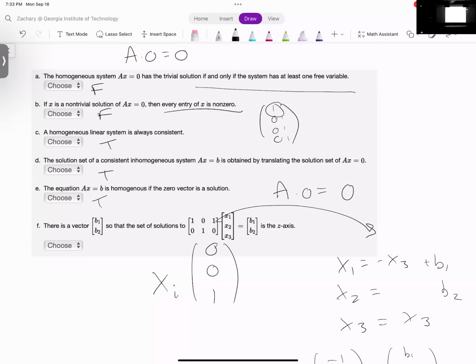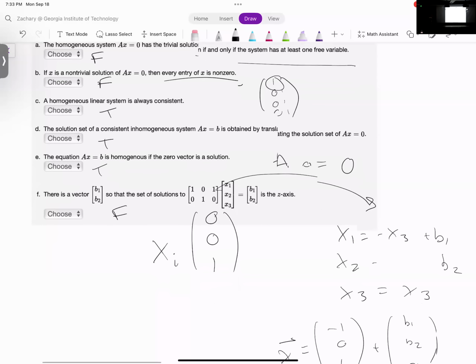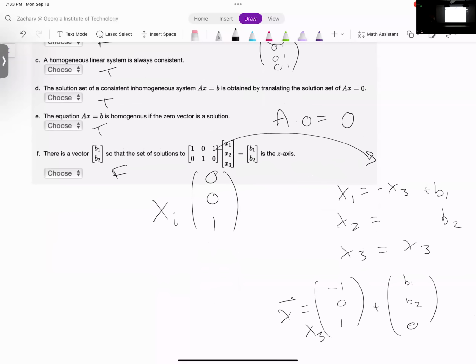All right. So this one was false. And the reason it was false was because of this bottom vector I get down here. There is no way we can combine b1 and b2 just being constants to get me the z-axis. Okay. All right, other questions?